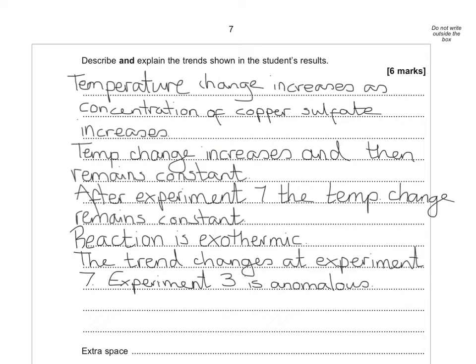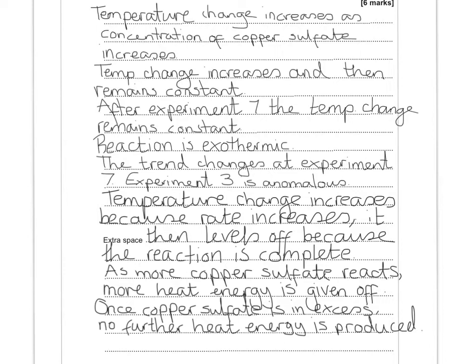So, what we need to say is that temperature changes and increases because the rate increases, and then the temperature change levels off because the reaction is complete. So as we add more copper sulfate, more heat energy is given off. Once the copper sulfate is in excess, there is no further heat energy produced. And all those points together, so the description and the explanation, should get you the full amount of marks for this question.